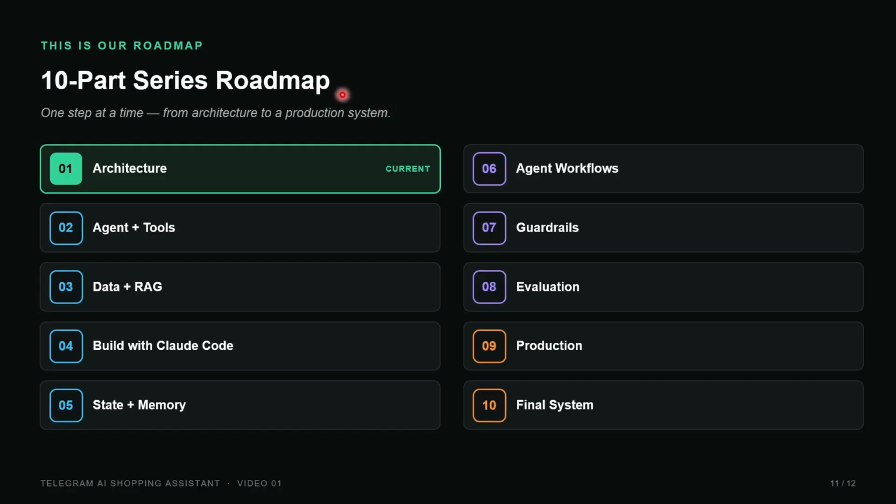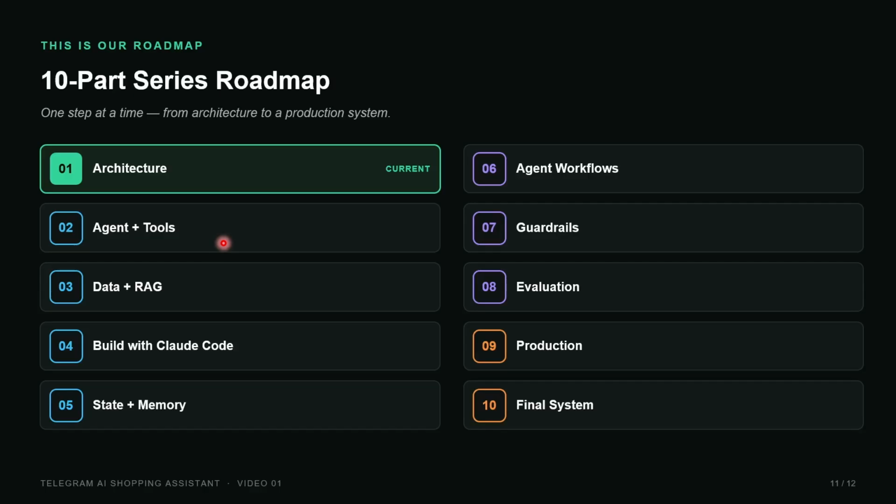Now, this is our roadmap. This entire system that we're going to build is divided into a 10 part video series, because it is really difficult to handle everything in a single video. Otherwise, it is going to be a very long video. So in this video, we have seen the architecture part: how do we define or create architecture? But in the next, we'll talk about agent and tools.